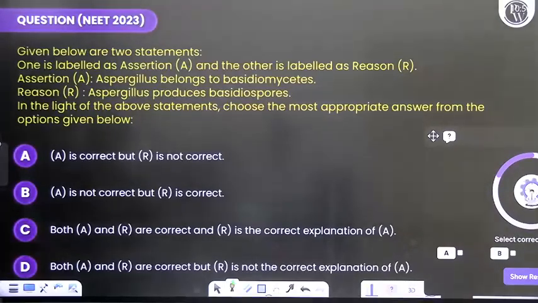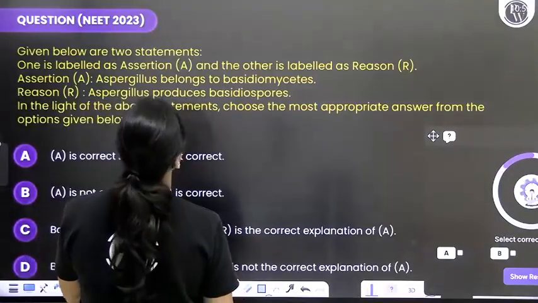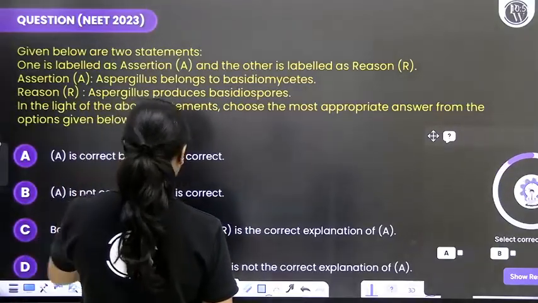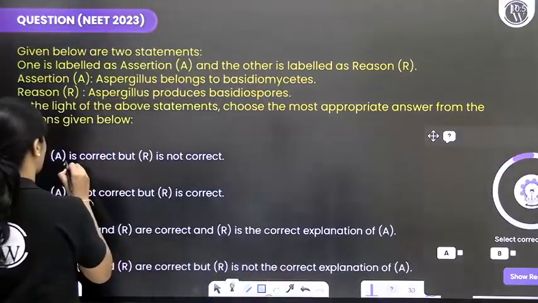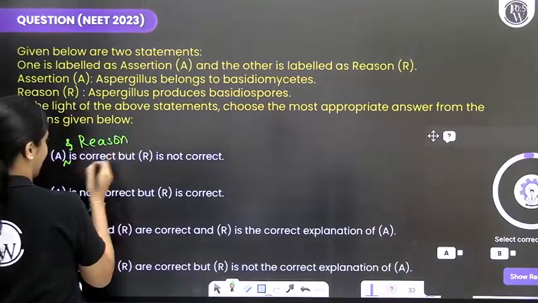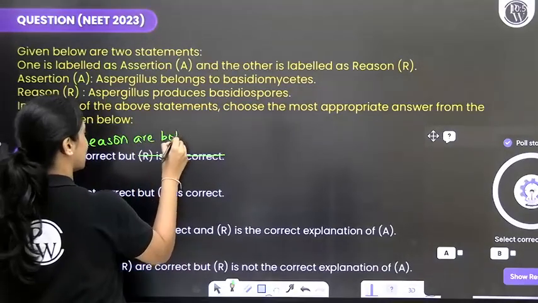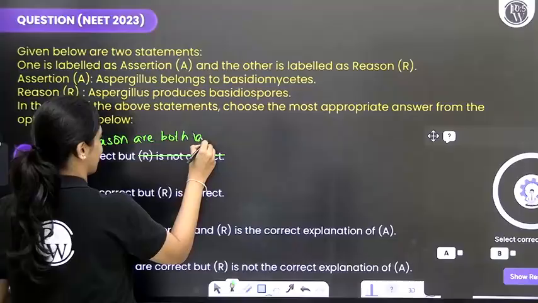Okay, let's make it, both of them are wrong. Assertion is correct, but assertion and reason are both correct. I mean wrong.